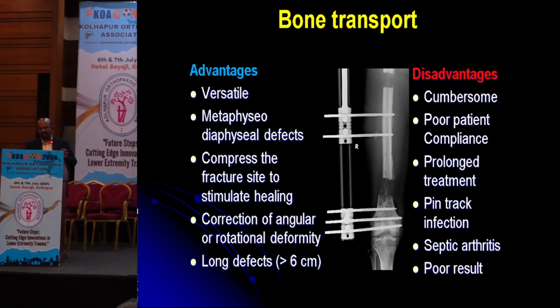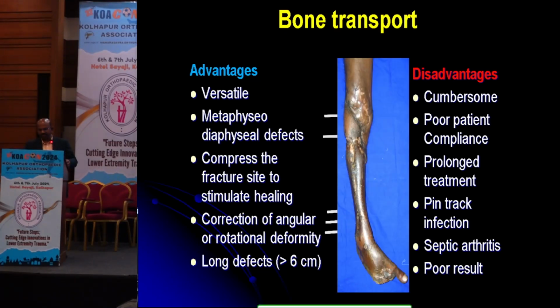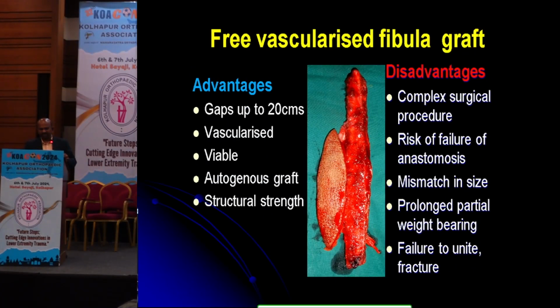However, it is quite cumbersome to the patient. Poor patient compliance is noted. It involves multiple surgeries. There is a chance that it can end up in poor results leading to secondary amputation also. Free vascularized fibula graft can be used up to 20 centimeters of bone defect.